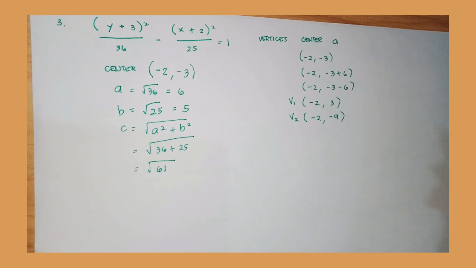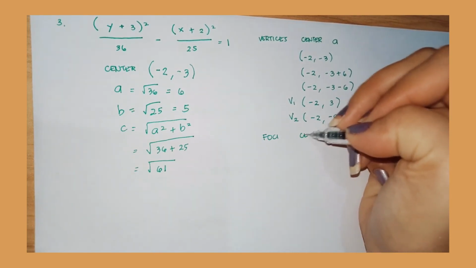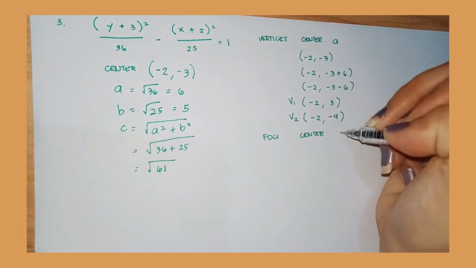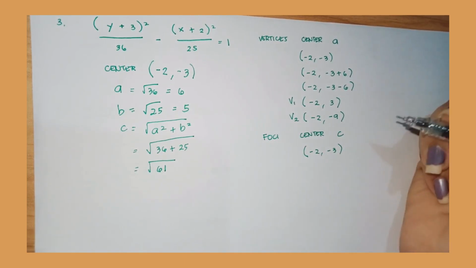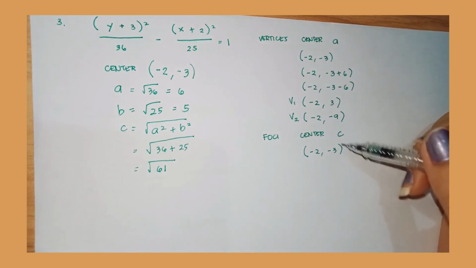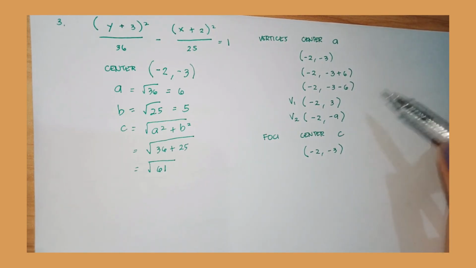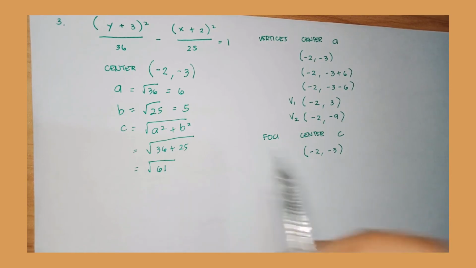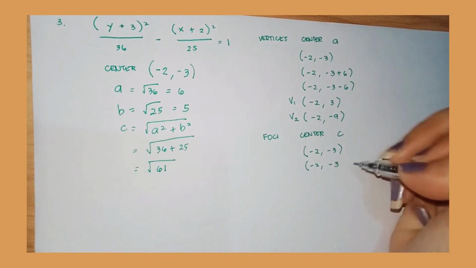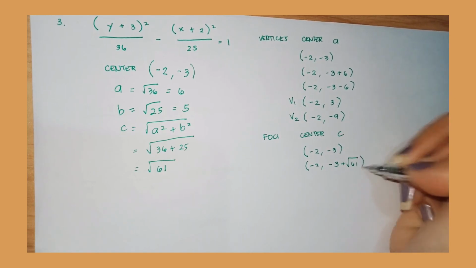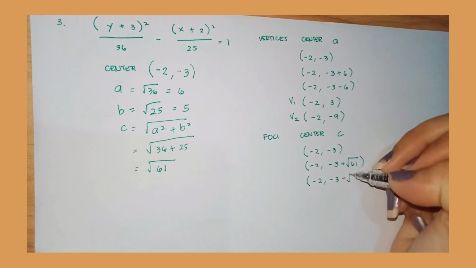Next is our foci. In order to get the foci, we need to consider the center and C. Yung center natin is negative 2 and negative 3. Papakialaman ulit natin yung dun sa dulo, which is negative 3. Dito tayo mag-add and subtract ng square root of 61. So, this is negative 2, negative 3 plus square root of 61. Then, other one, negative 2, negative 3 minus square root of 61.